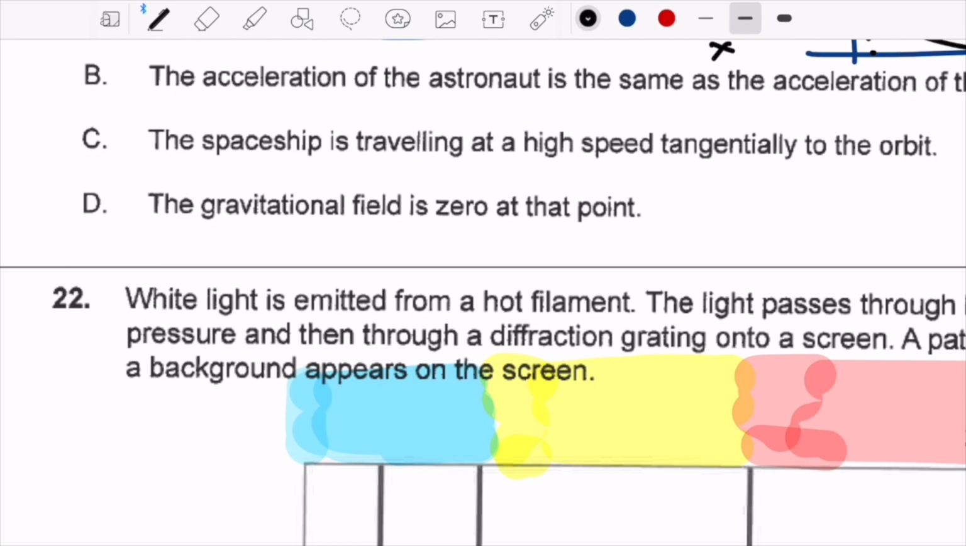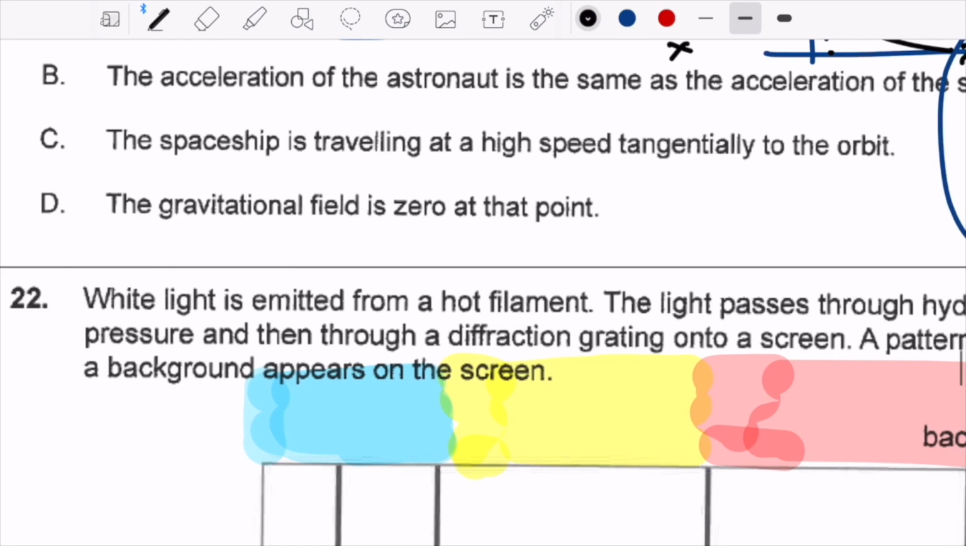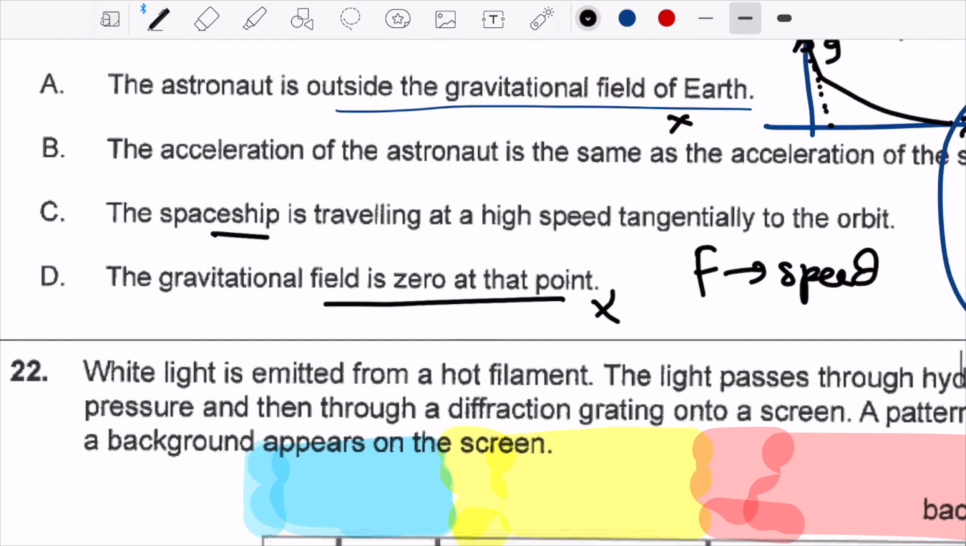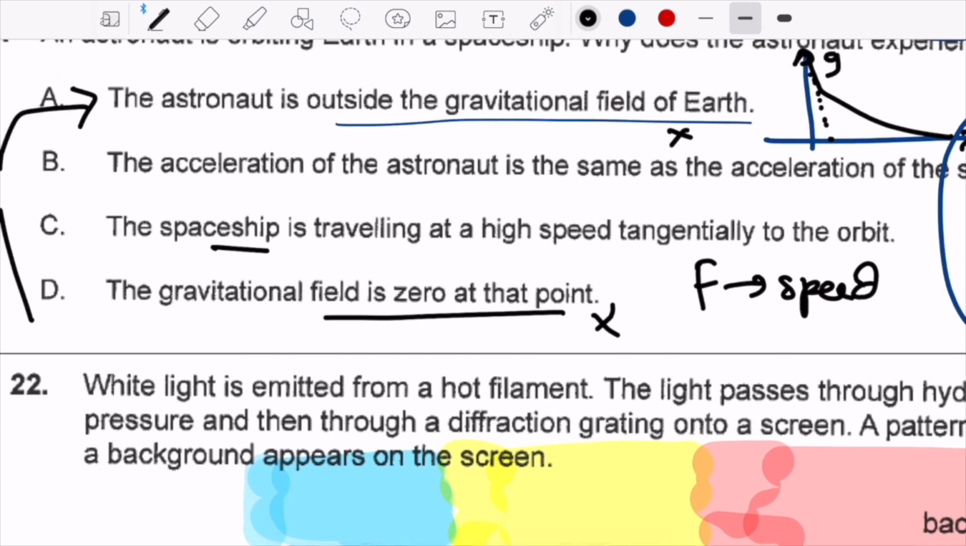Spaceship is traveling at a high speed tangentially to the orbit. Force is not related to speed, so it is not about speed. Gravitational field is 0. Again they are saying like part A, the force is 0, so answer has to be B.